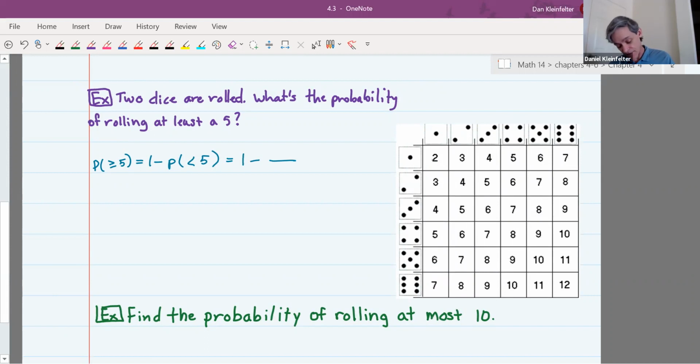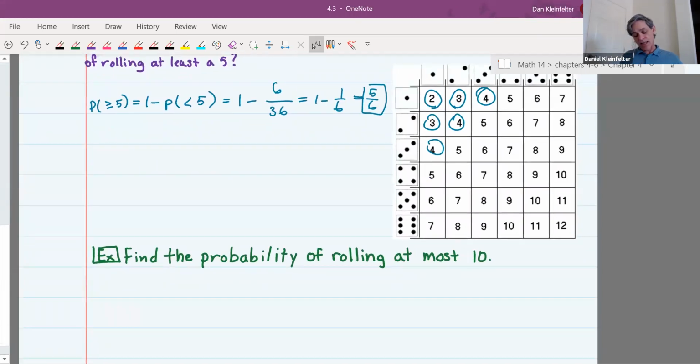For less than 5, there are 1, 2, 3, 4, 5, 6 totals that are less than 5, out of 6 times 6, or 36 possibilities. That's 1 minus 1/6. That's 26. And so that is 5/6. Our probability of rolling at least a 5 would be 5/6. Okay, let's try that again.